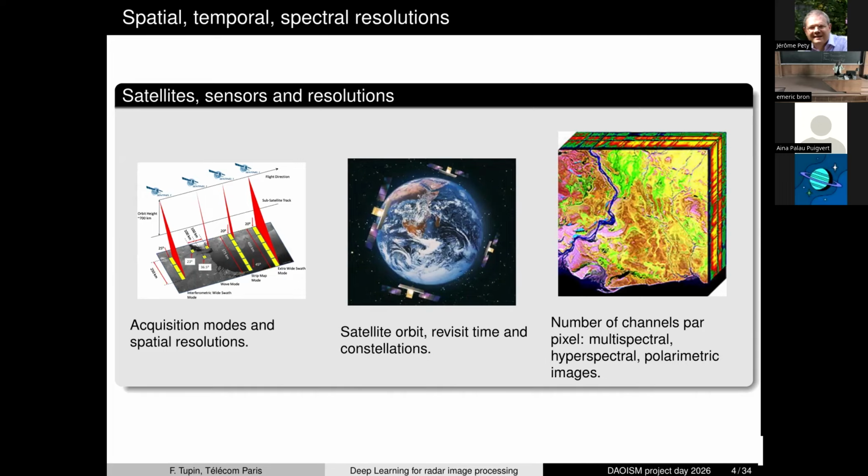So what we are having now is satellite constellations, meaning that we have many satellites on the same orbit, reducing the number of days you have to wait before having a new image. And the last dimension that is important is the spectral resolution, or in my case, for radar images, the polarimetric resolution, meaning that I will use different polarizations between the waves in emission and in reception.